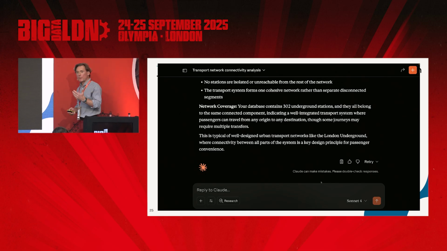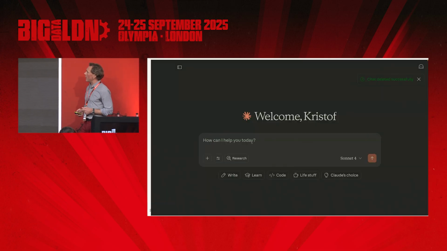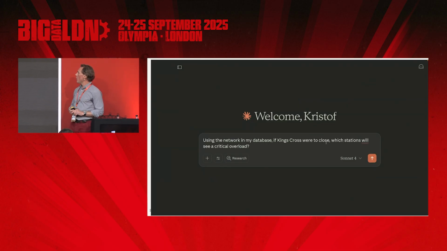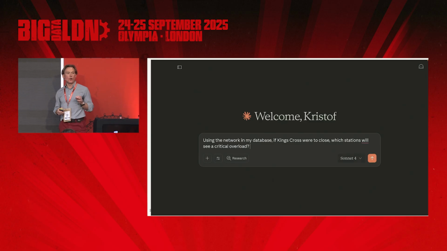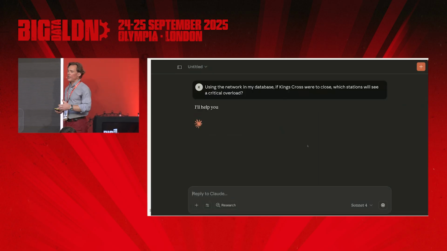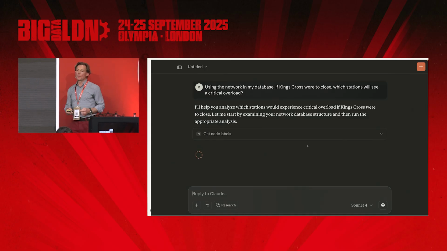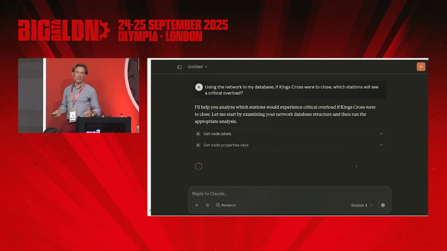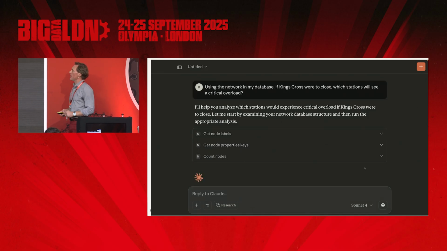And then let's step it up a little bit more just to show you how far we can go with this. I mean, the sky is the limit, right? But what if King's Cross were to close down? Which stations will see a critical overload? This is pretty powerful, right? You can be a telco company and a router goes down. You can be basically a distribution network and some distribution center has a fire or something like that.